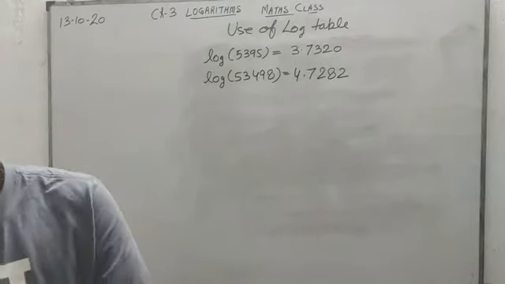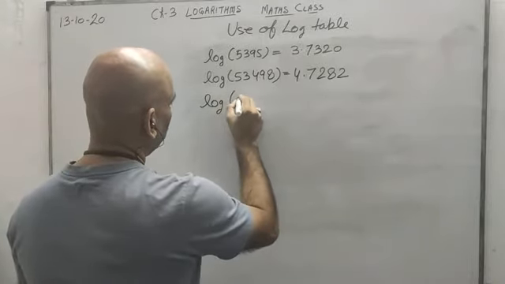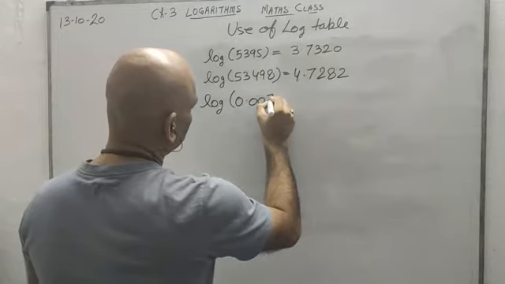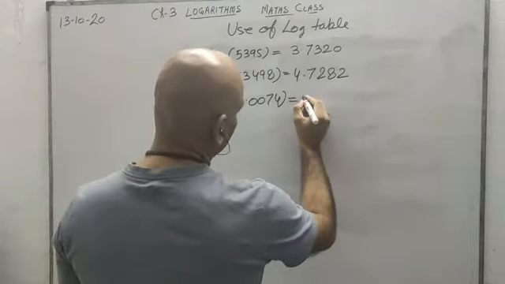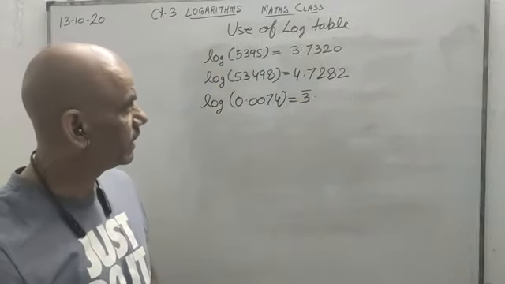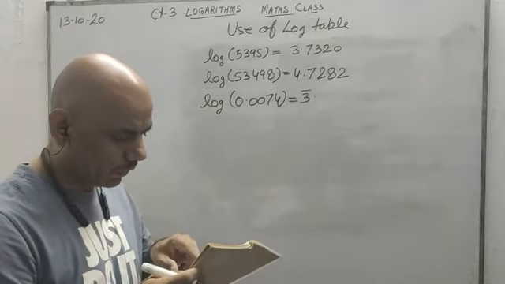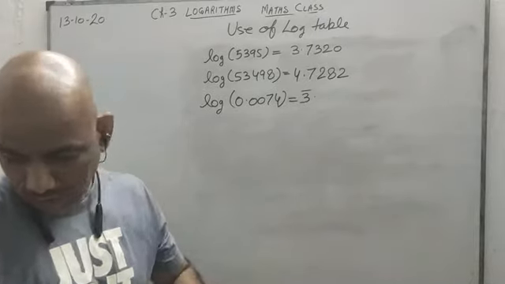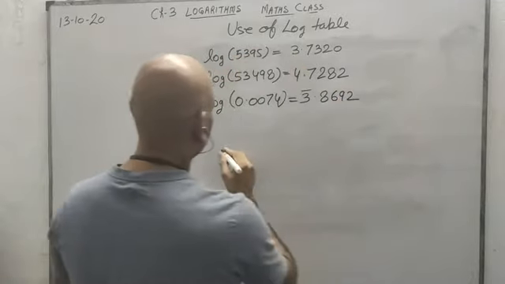Now let me tell you a few negative ones. 0.0074. So the characteristic in it is 3 bar, and I will look for 74 in column 0. The row of 74 in column 0 is 8692. So it is 8692.